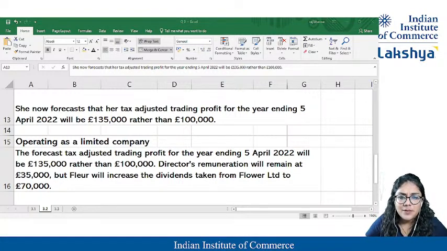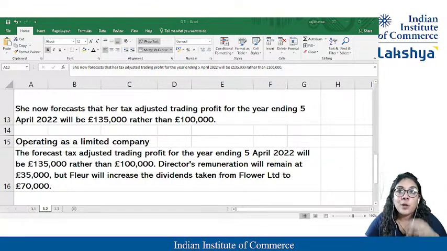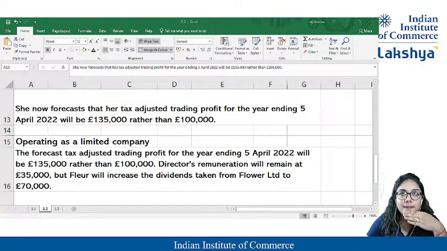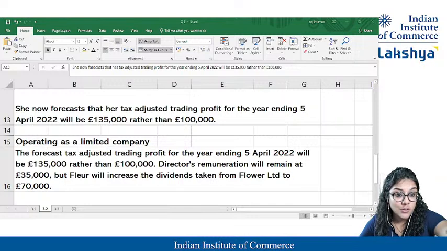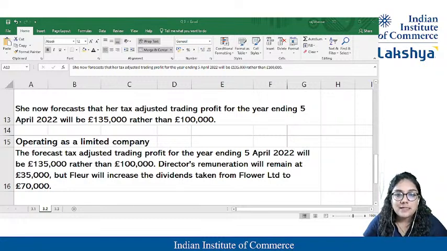Will she get any personal allowances? So guys, remember that if your earnings are more than 1 lakh, then your personal allowances are reduced. How much are you going to get? Something not. And if you still remember, if you're getting more than 125, 140, then there are no personal allowances. But we can solve it any which way. So let us solve whether I am getting any income tax benefits or not.